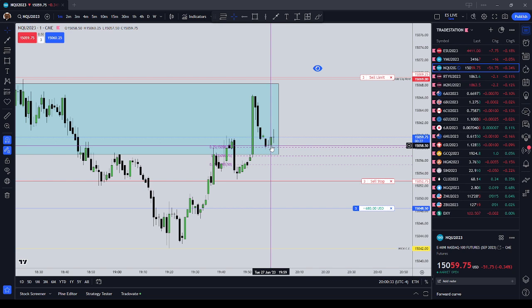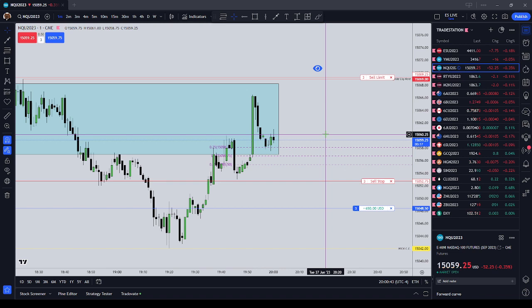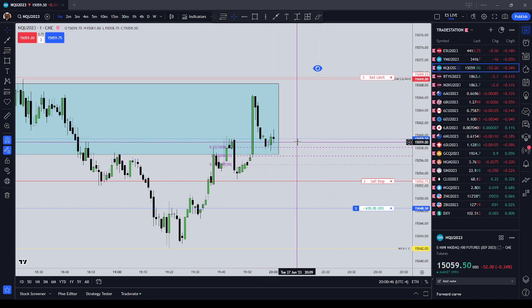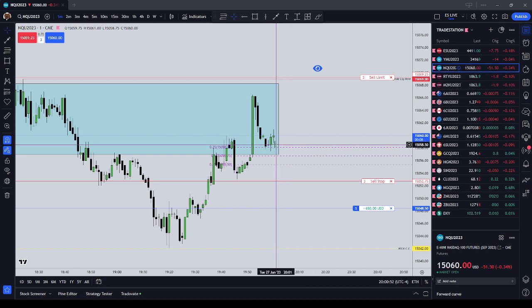So the open of that candle, 058 spot 50, is above the 25% of this order block, and that would be an excellent sign for higher. Okay, now we're flashing green. This is going to be the first 15 minutes of Asian session trading.